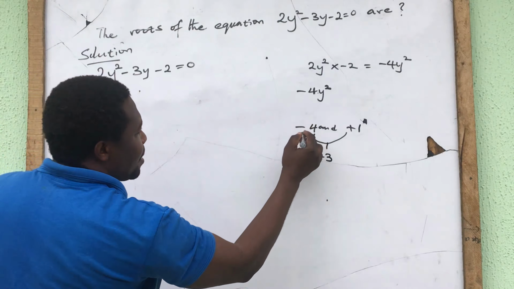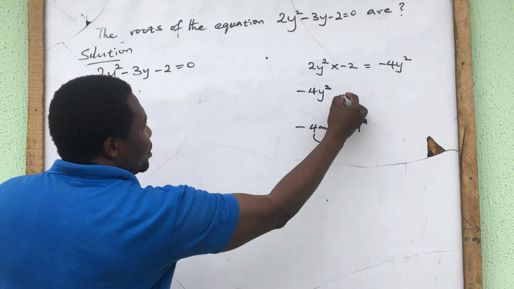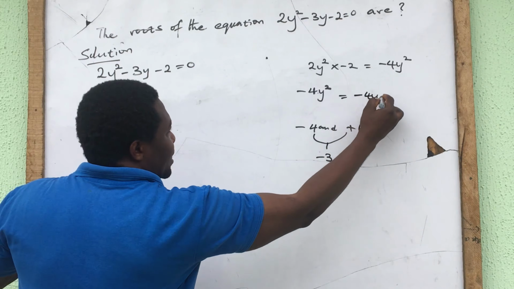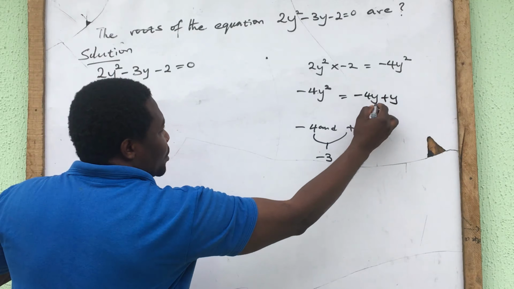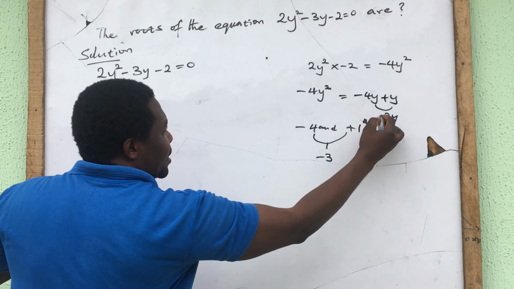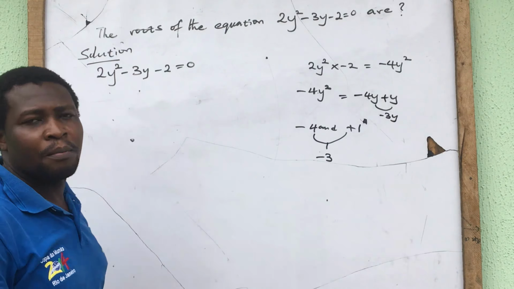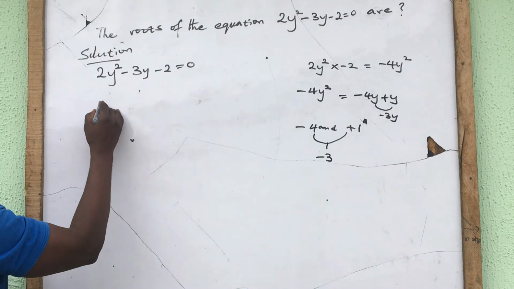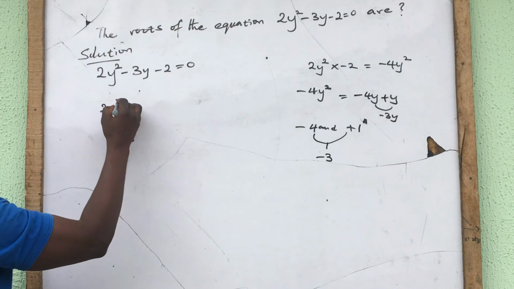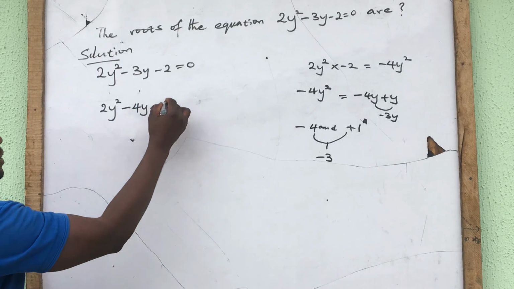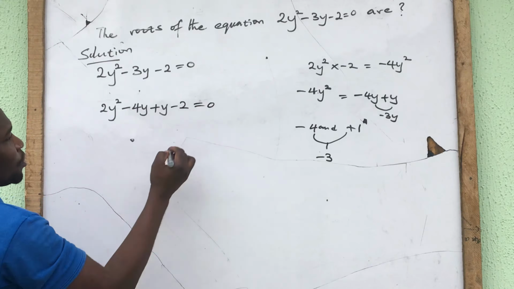So I'm having minus 4y plus 1y, giving me minus 3y. That's what I'm going to use to substitute for minus 3y. So let's go. This is 2y squared minus 4y plus 1y minus 2 equals 0.